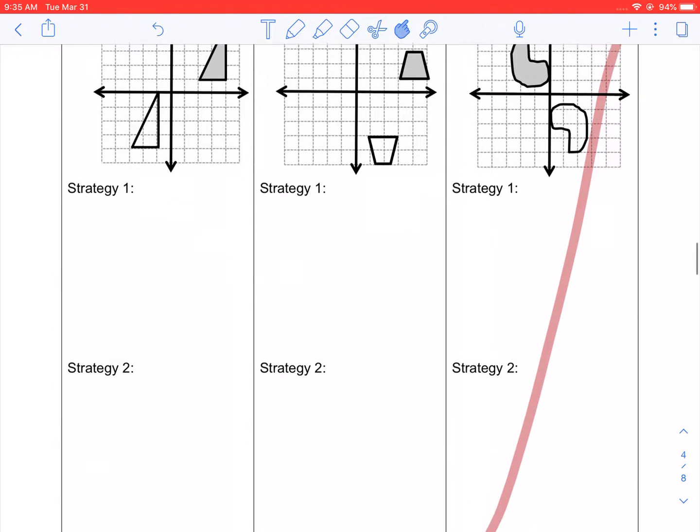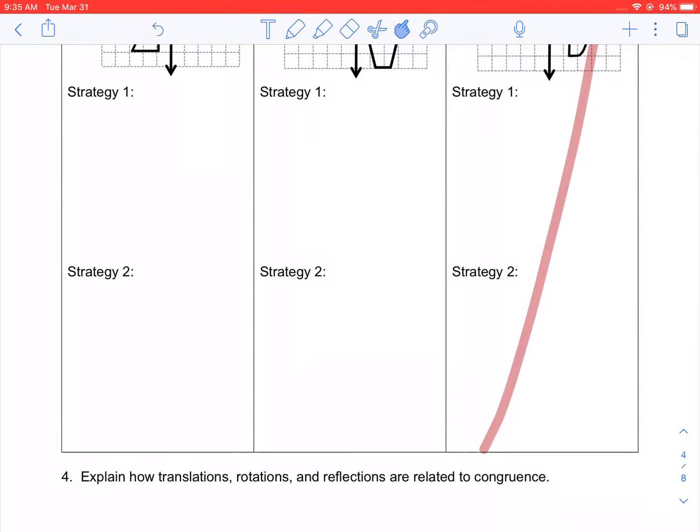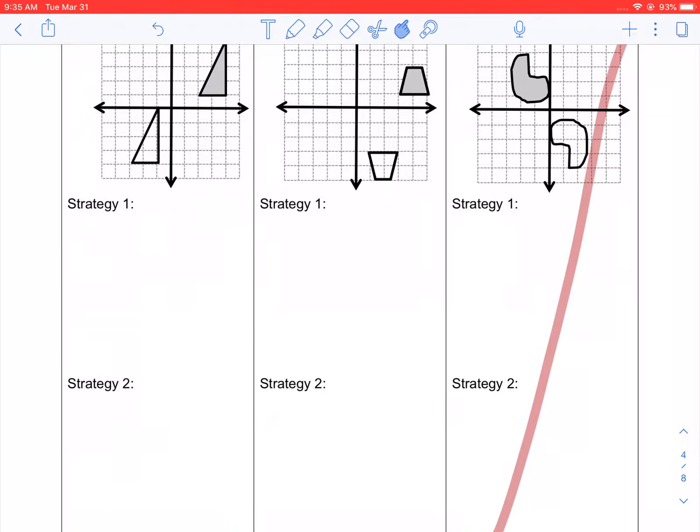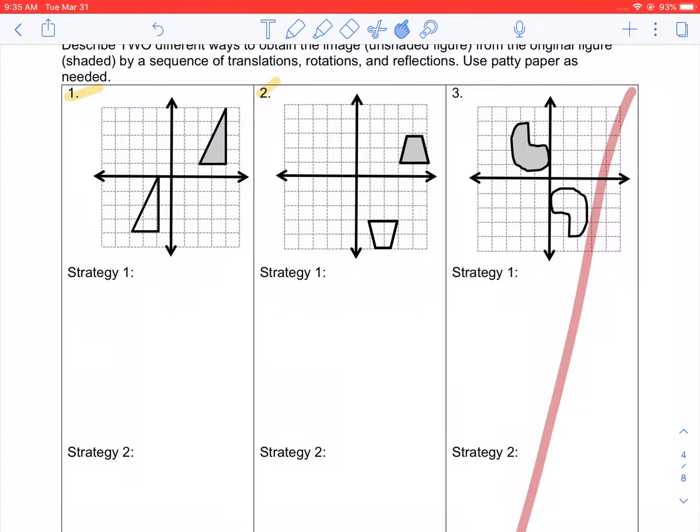The interesting thing in here is that you need to write 2 different strategies. So for example, here I can move up and then move right, or I can move right and then move up. So that's how you have to write 2 different ways of doing these transformations. This is the work that I need you to send me, one of them. Page 3, problems 1 and 2. I don't need problem 3.